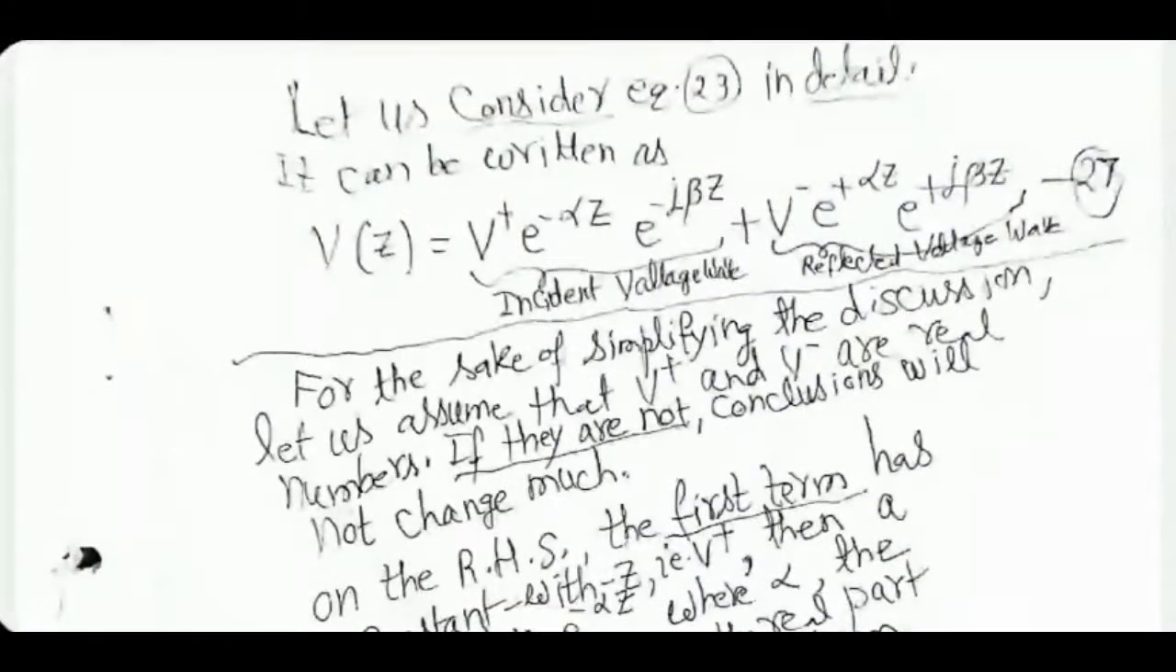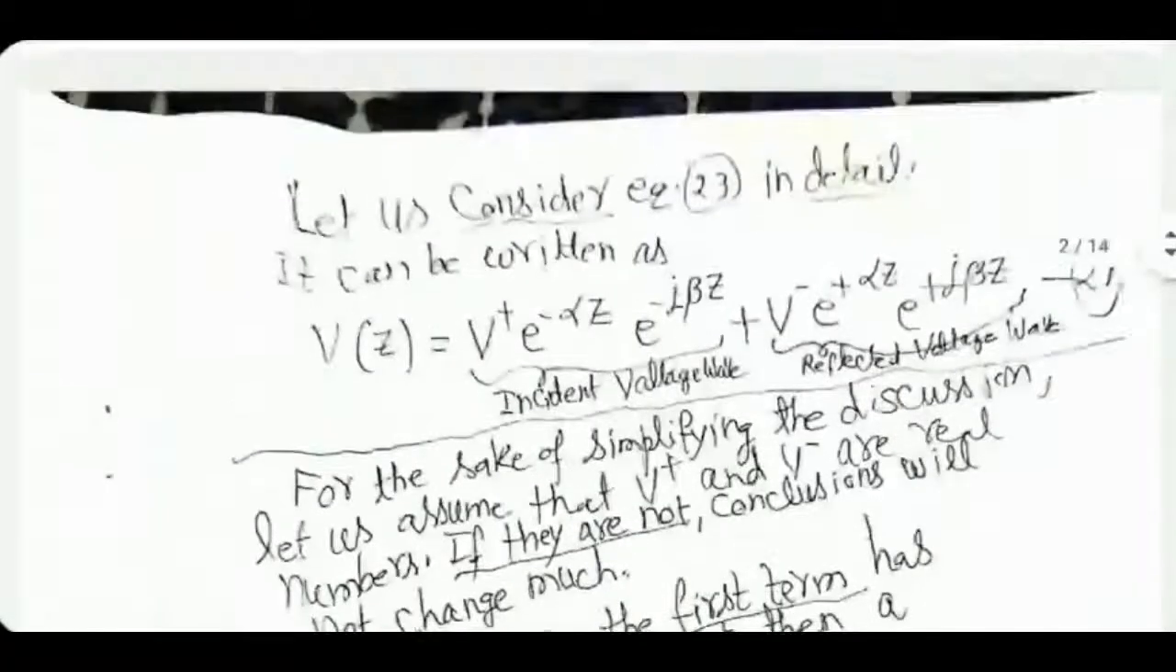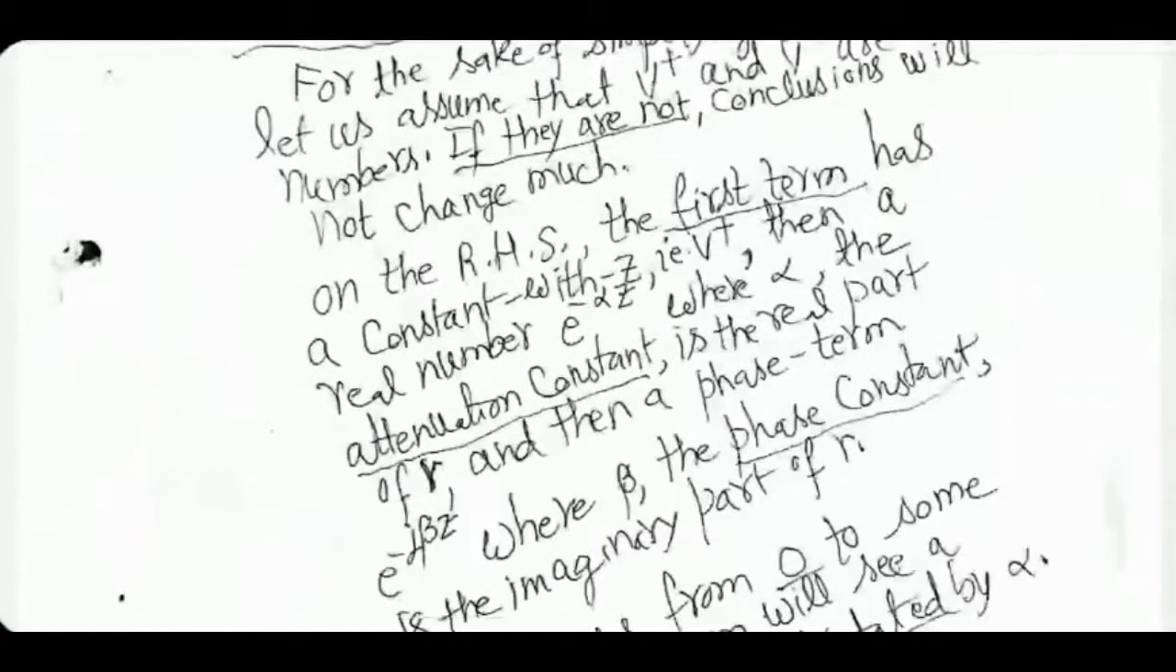Let us assume that V plus and V minus are real numbers. It will not change the conclusions much. The first term on the right hand side of this equation is V plus e to the power minus alpha z e to the power minus j beta z. I have said this already.